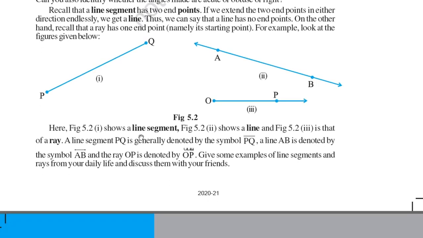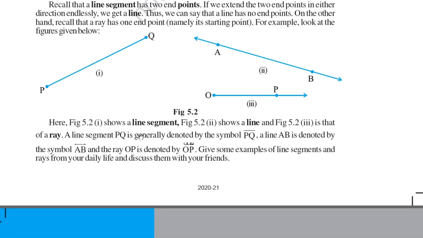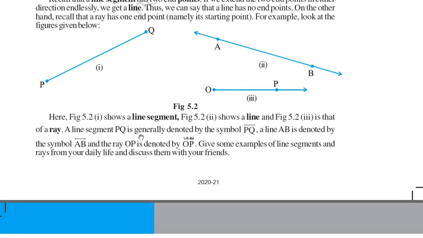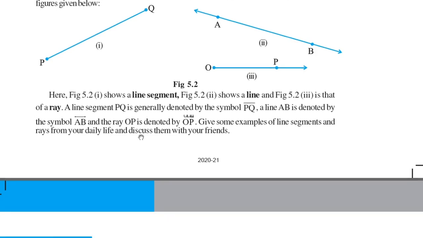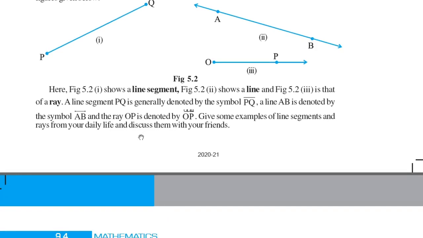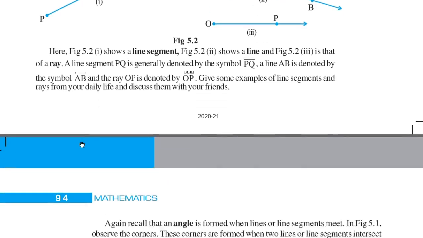A line segment PQ is generally denoted by the symbol PQ bar. A line AB is denoted by AB with an arrow on the upper part. The ray OP is denoted by OP with this symbol, which you can see here. Give some examples of line segments and rays from your daily life and discuss them with your friends.